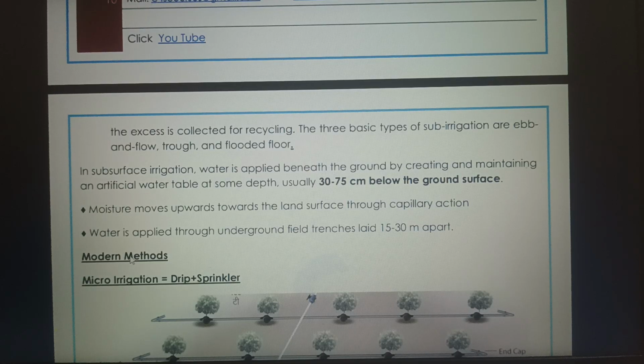In subsurface irrigation, the water is applied beneath the ground by creating and maintaining an artificial water table at some depth, usually of 30 to 75 centimeters. So how much depth will we go? We can go to a depth of 30 to 75 centimeters below the ground surface.